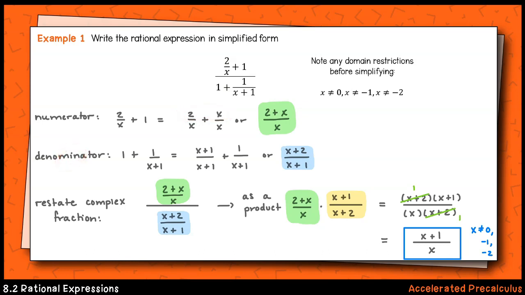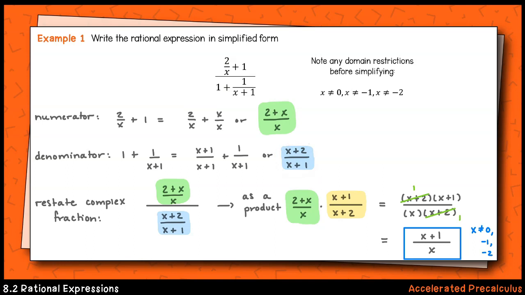Let's focus now on the denominator. I've got 1 plus 1 over x plus 1, so I'll need a common denominator of x plus 1. Let's rewrite that 1 as x plus 1 over x plus 1. Again, adding across the numerator, I've got x plus 2 all over that common denominator of x plus 1.